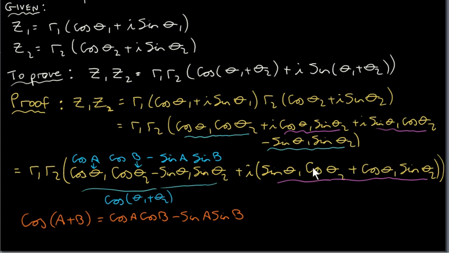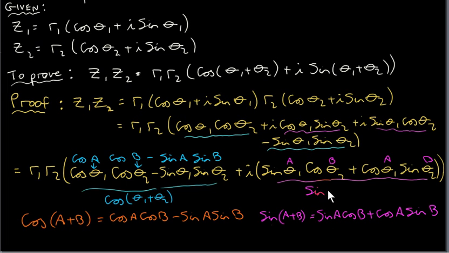Now we'll get another identity for the imaginary part. This expression here has the form sine A cos B plus cos A sine B, where A is theta 1 and B is theta 2. So we can write sine A cos B plus cos A sine B as sine of A plus B. So we can write all of this thing here as sine of theta 1 plus theta 2.